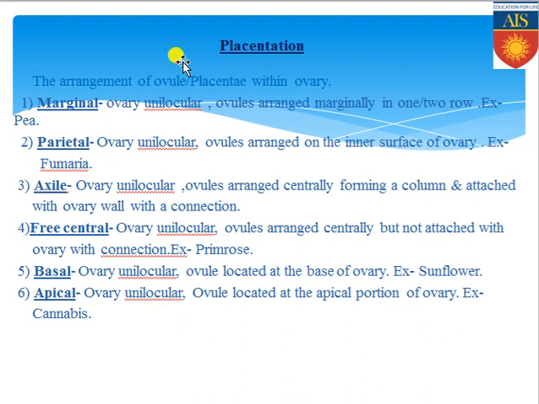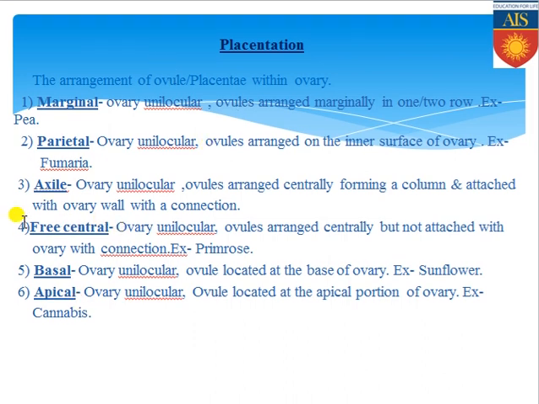So overall these are the types of placentation, based on where the ovules are present. If it is present along the margin, along the inner wall of the ovary, it is parietal. If it is present along the central axis and the central axis is connected with the ovary wall by some bridges, then it is axile. If the ovules are connected with a centrally located column and that column is not connected with the wall, then it is free central. If it is present at the base of the ovary, then it is basal. And if the ovules are connected with the apical portion of the ovary, then it is known as apical. So these are all the types of placentation.